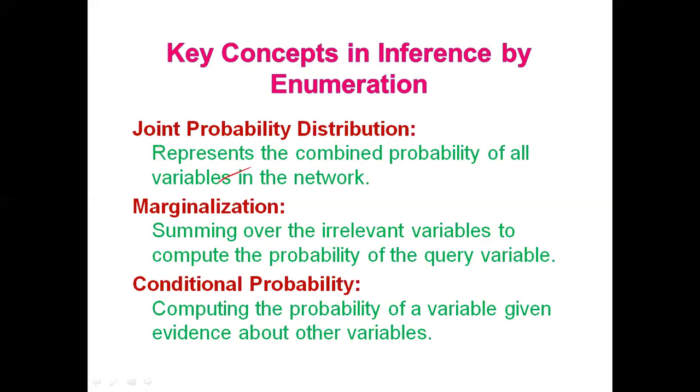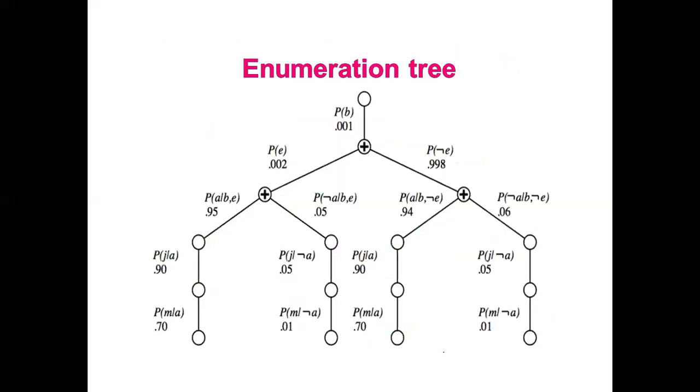This joint probability we have already seen. It represents the combined probability of all variables in the network. Marginalization means summing over all the irrelevant variables to compute the probability of the query variable. Conditional probability means computing the probability of a variable given evidence about other variables. So for the given burglary earthquake problem, we can draw the enumeration tree like this.